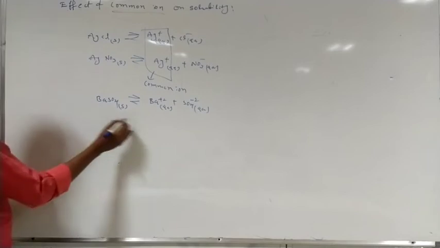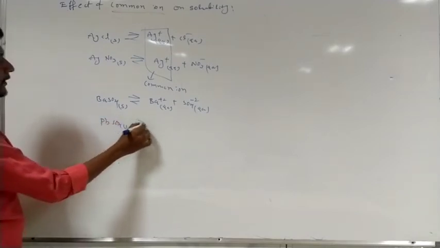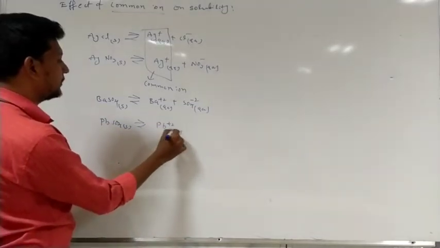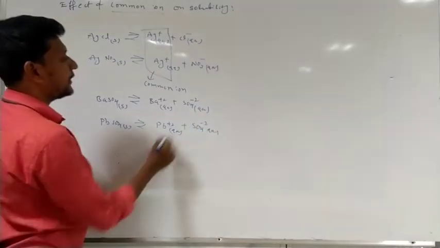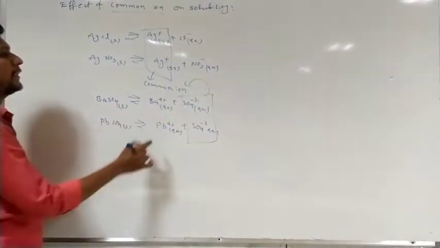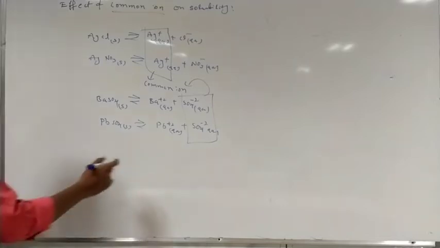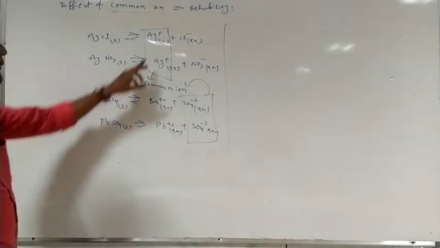For this one I am taking another solution, PbSO4 solid. It undergoes dissociation to form Pb2+ aqueous and SO4 2- aqueous. In this one the common ion is the anion. Here, in the earlier example, the cation was the common ion. Next I am going to discuss what is the effect of common ion.